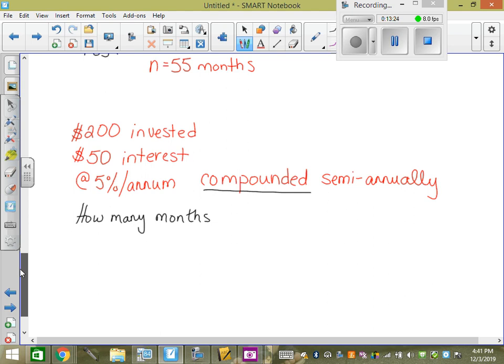So what's the only thing that changes? I'm going to have 200 initially. I'm going to have 250 final. I'm going to have 1 plus my interest rate, which is 0.05, but I'm going to divide by that too. Because compounded semi-annually, CP is 2. Compounded monthly, 12. Because it's how many times a year? Compounded quarterly, 4. Compounded annually, once a year. And then my n, which is normally up here, I'm going to multiply by CP. So I'm going to end up with 2 times n, or 2n.